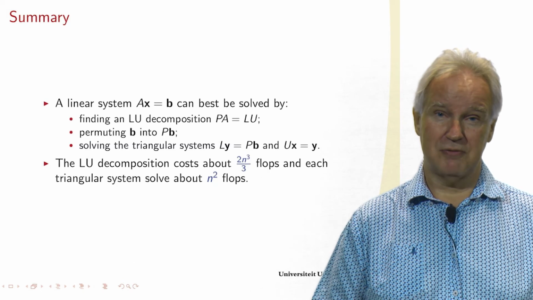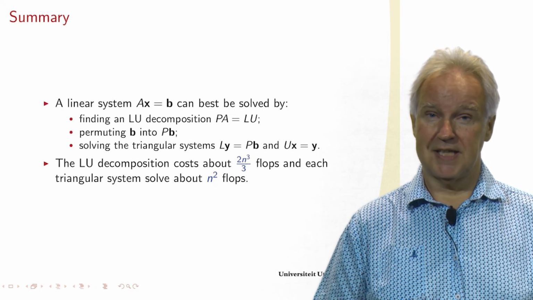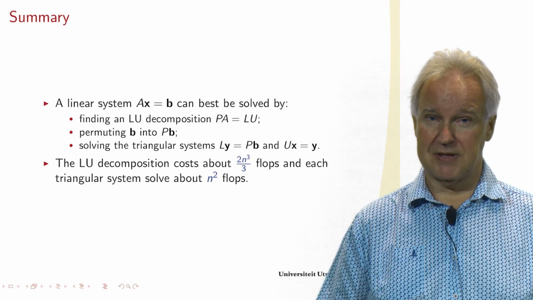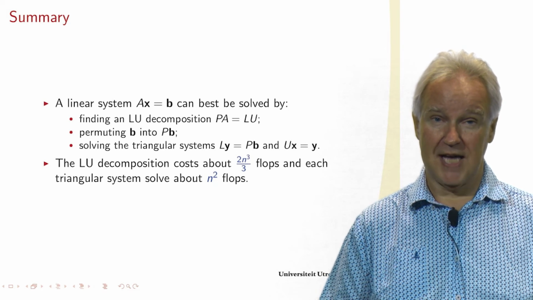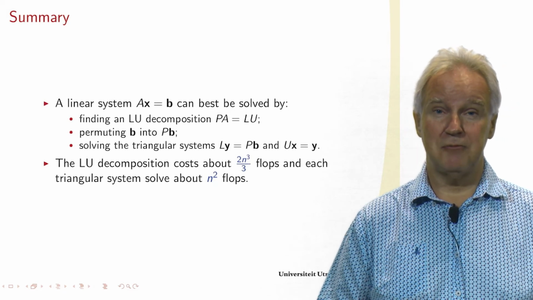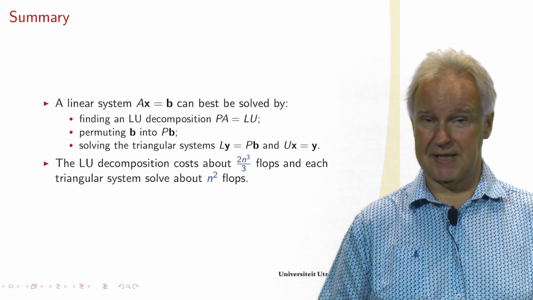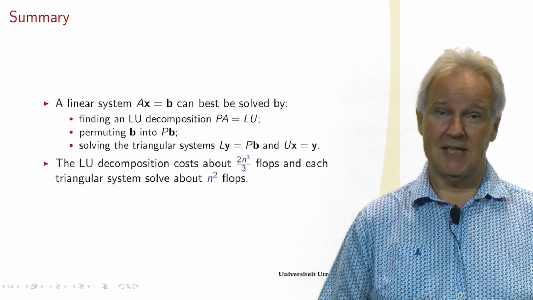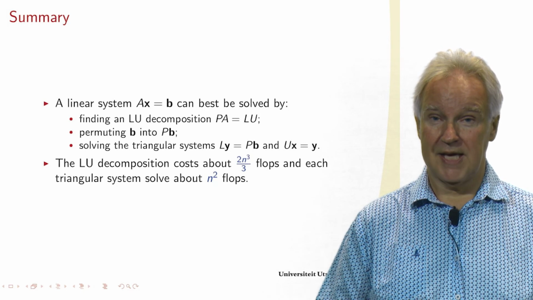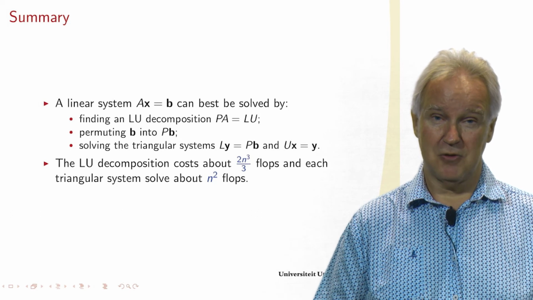So a summary of what we do. If we want to solve a linear system, then it is best to perform first an LU decomposition. As output, you get a matrix P, which is a permutation matrix, an L, which is a unit lower triangular matrix, and a U, which is an upper triangular matrix. And then we permute the right-hand side into Pb, and then we solve Ly equals Pb and Ux equals y. And this costs about 2/3 times n cubed flops. And each triangular solve is a lot simpler, a lot less costly. It's only n squared flops.